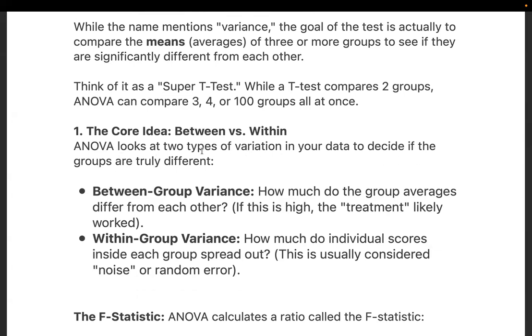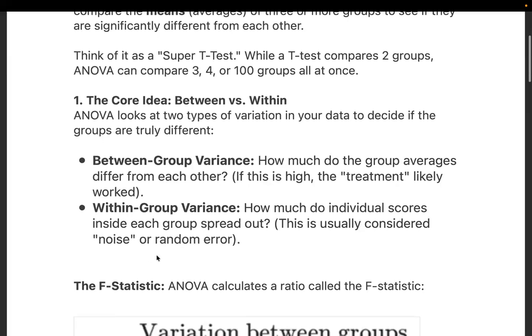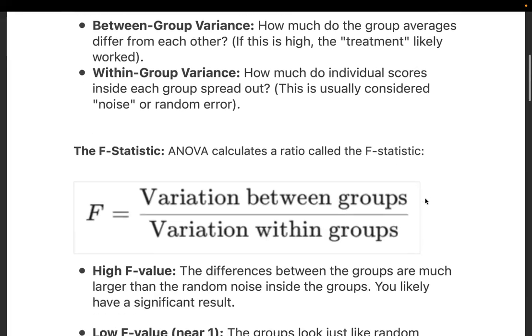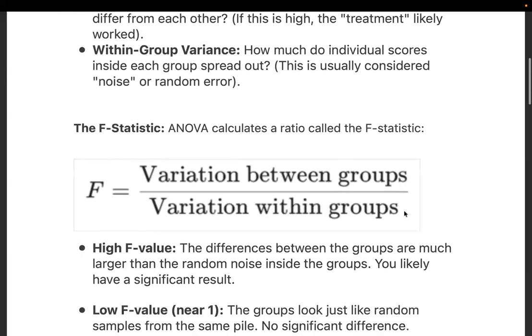And you see, it looks at two types of variation. One is between group, and the other is within group, like the F-statistic. That's the ratio of the between-group variance divided by the within-group variance. The within group is the noise, and the between group is the treatment. Okay, and this is what we have seen before.